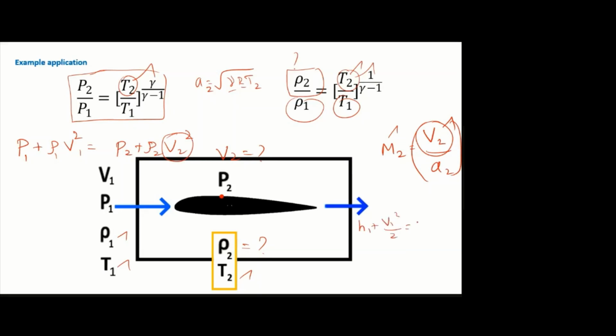H1 plus V1 square by 2 is equal to H2 plus V2 square by 2. So what is H? It will be simply CpT1 plus V1 square by 2 is equal to CpT2 plus V2 square by 2. This equation also you can use because we know T1, T2, V1, and Cp is constant, so you can find the V2. Okay, this is how you have to find the velocity. Then you can find the Mach number.